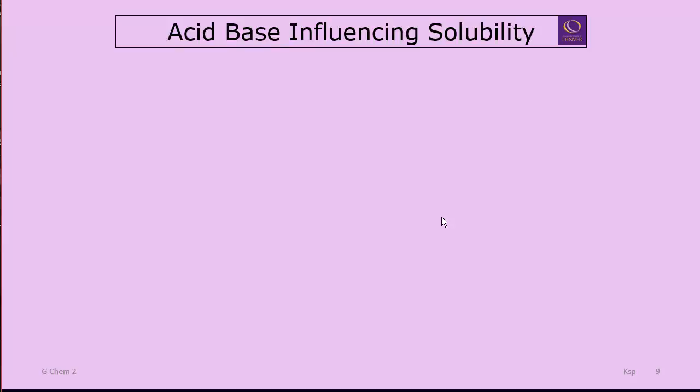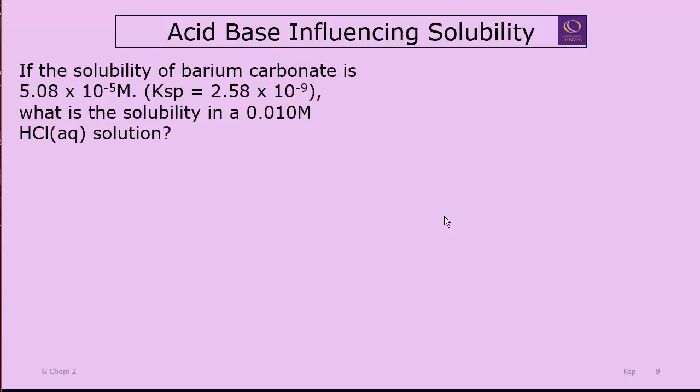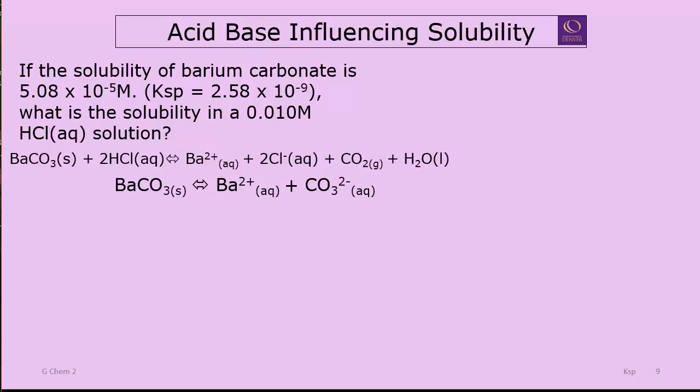Okay, what about acid-base influencing solubility? If the solubility of barium carbonate, which we figured out earlier, is 5.08 times 10 to the minus 5 moles per liter, then what is the solubility when you drop that same barium carbonate inside a 0.01 molar HCl solution? So again, we set up our equilibrium, but in this case we got something unique going on, because really when you have barium carbonate in HCl and you react it, you actually create carbon dioxide gas, which, because carbon dioxide gas is leaving, right, it's actually driving the equilibrium to the right.